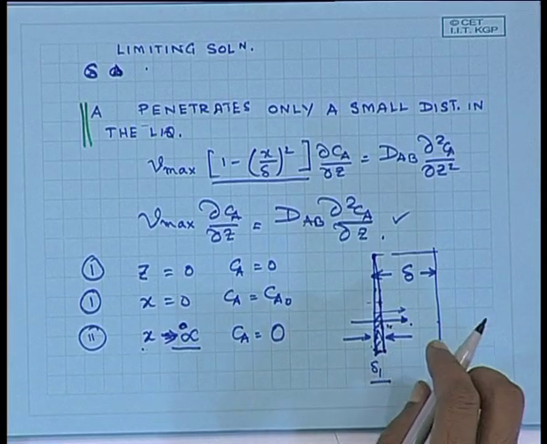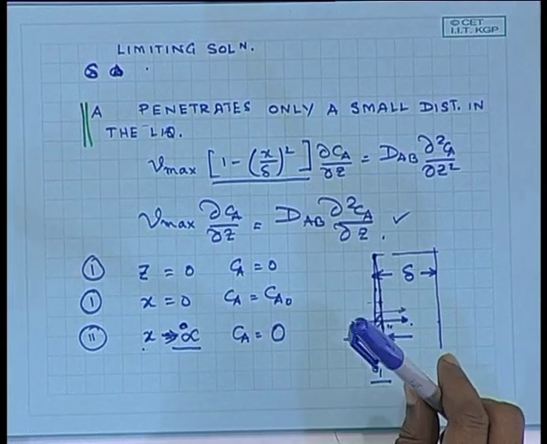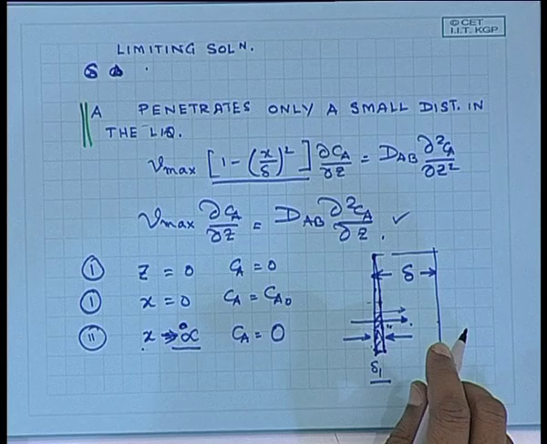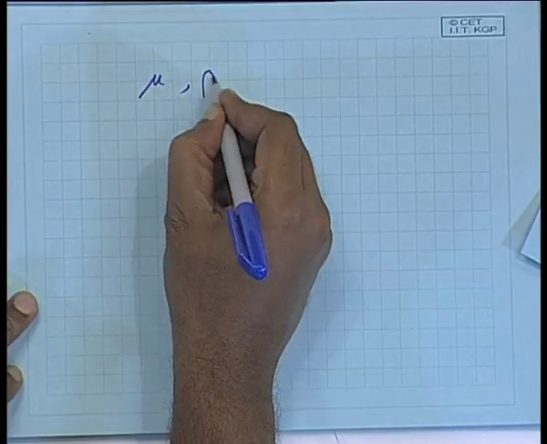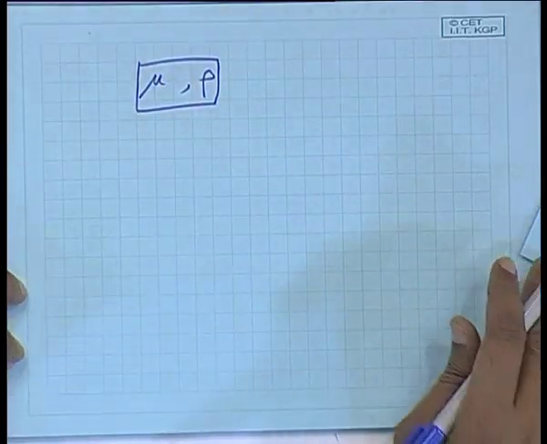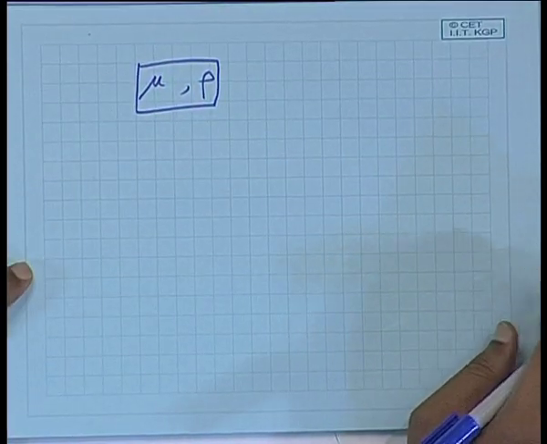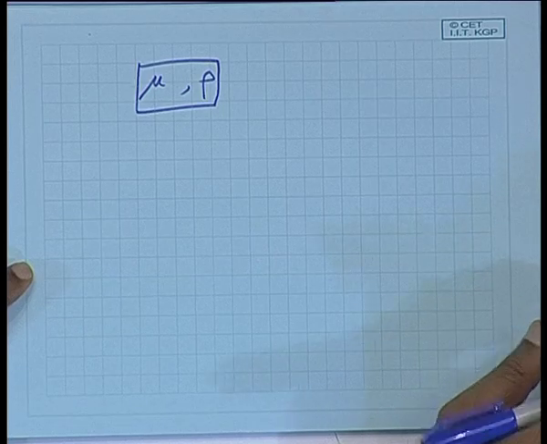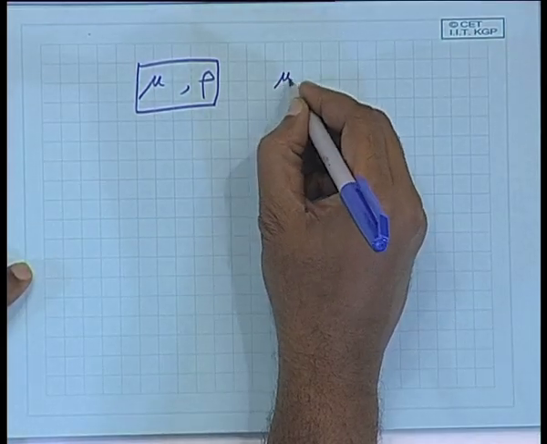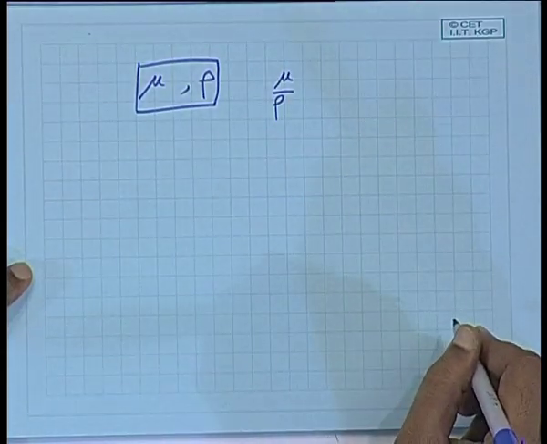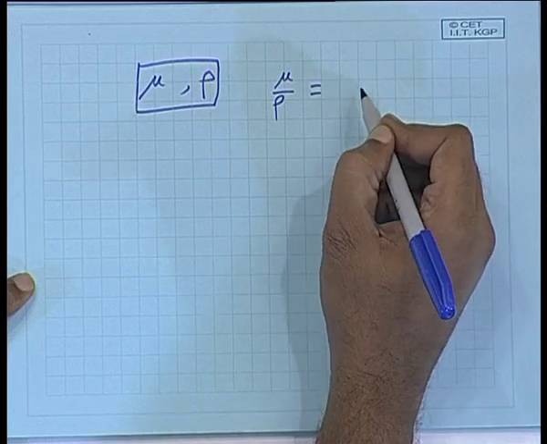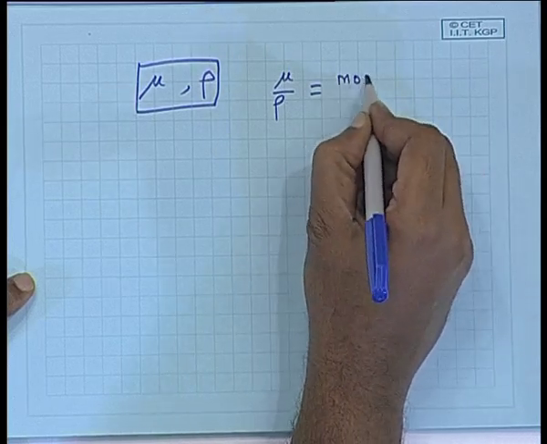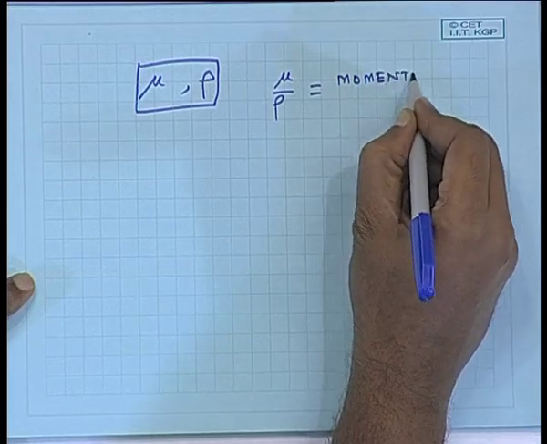When I talk about viscosity, density, etc., what number am I referring to? What kind of diffusivity am I referring to? Its viscosity and density taken together. What is mu by rho? Kinematic viscosity. The more correct name for this is momentum diffusivity.